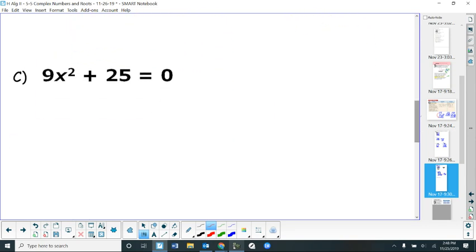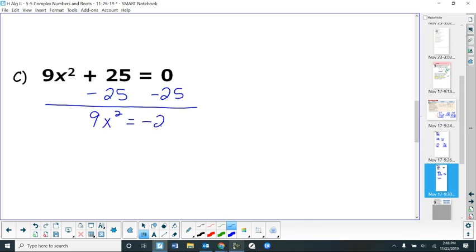Okay, part C. Again, solve. We don't have a b term. That always makes it easier. We're just going to try to isolate the x squared, subtract 25, subtract 25. When I do, I get 9x squared equals -25. Divide both sides by 9. When I do, I get x squared equals, I cannot reduce this, so I'm going to leave -25 over 9.